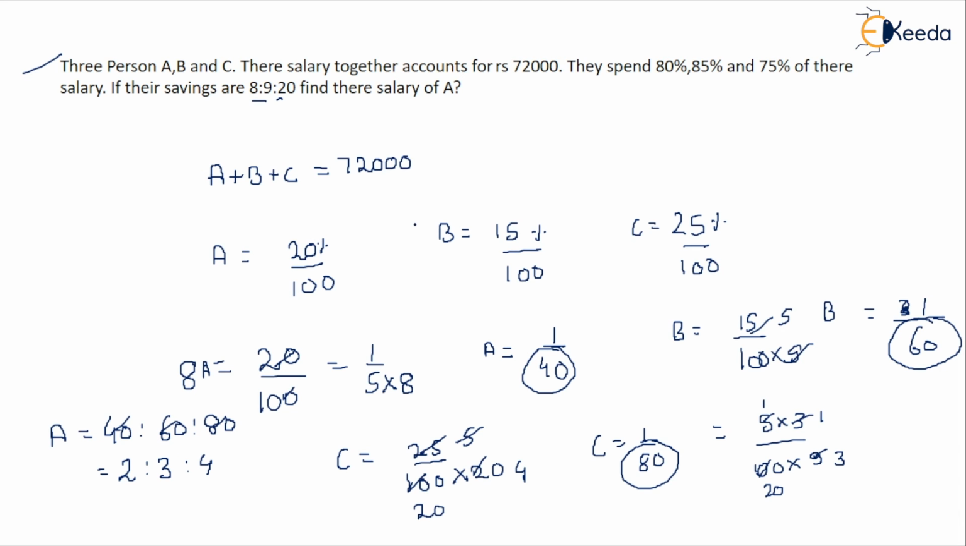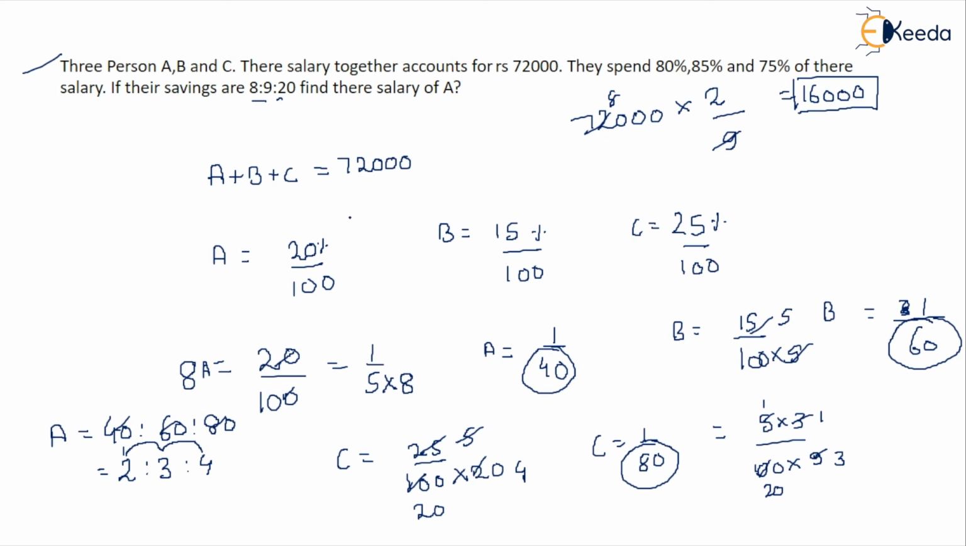So the salary of A is 2 parts out of how much? 2 plus 3 is 5, 5 plus 4 is 9. So out of 72,000 rupees, that is of all three, the salary of A is 2 parts out of a total of 9. So I can simply solve it. 8,000 into 2 is equivalent to 16,000. So the salary of A will be 16,000.